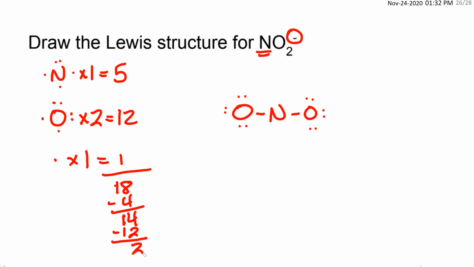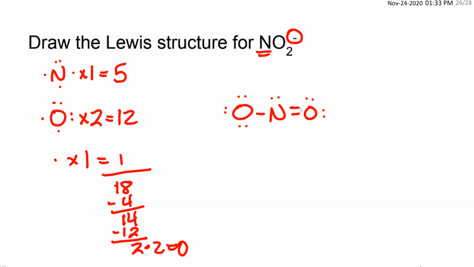Any leftover electrons always go on the center atom, and that eats up the rest of my electrons. But I'm not done yet because nitrogen still doesn't have an octet. If the center element doesn't have an octet and I don't have any valence electrons left over, we form a multiple bond. So I pick one of the oxygens, it doesn't matter which one, and I take one of its lone pairs away, and I create a double bond.